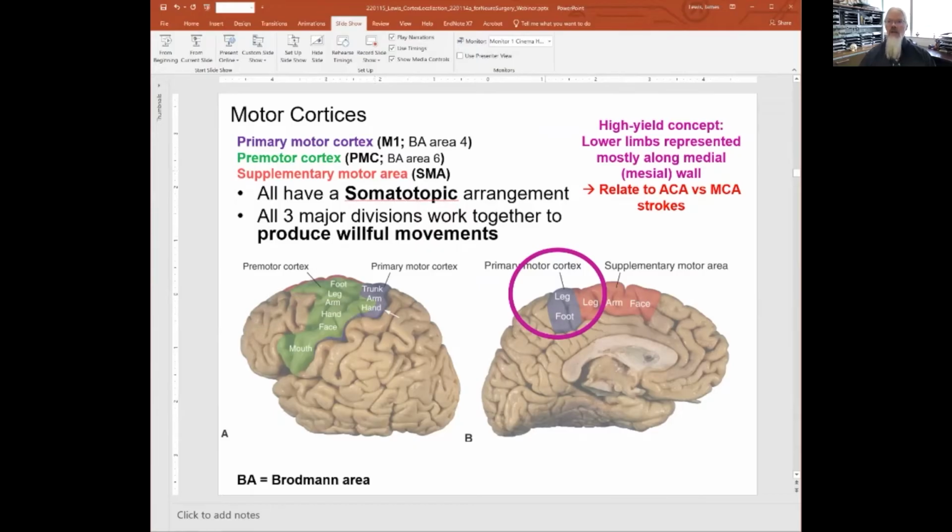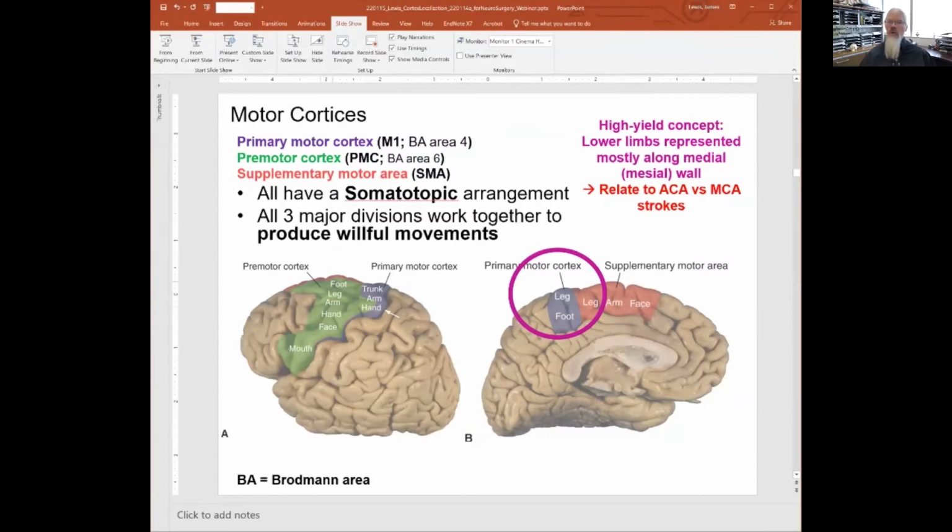A high yield concept is to recall that we have somatotopic representations. In particular, if you go with foot, leg, trunk, arm, and hand, here we are in primary motor cortex in the purple. We have leg and foot on the mesial wall, medial surface, trunk, arm, and hand sort of extending out, and then face and mouth extending out laterally and further inferior as you go along that precentral gyrus.